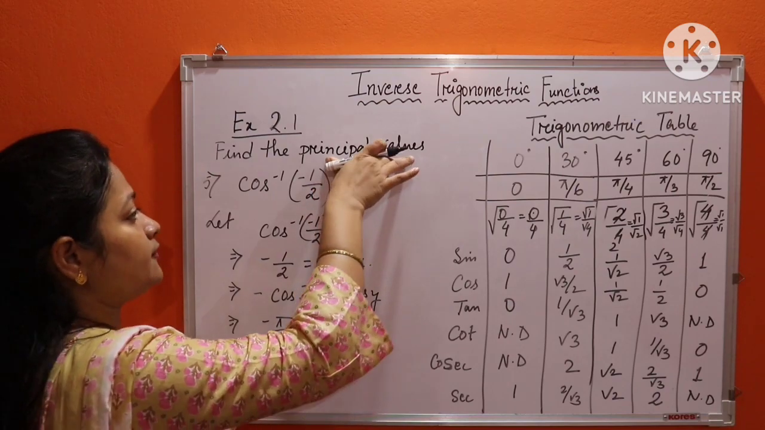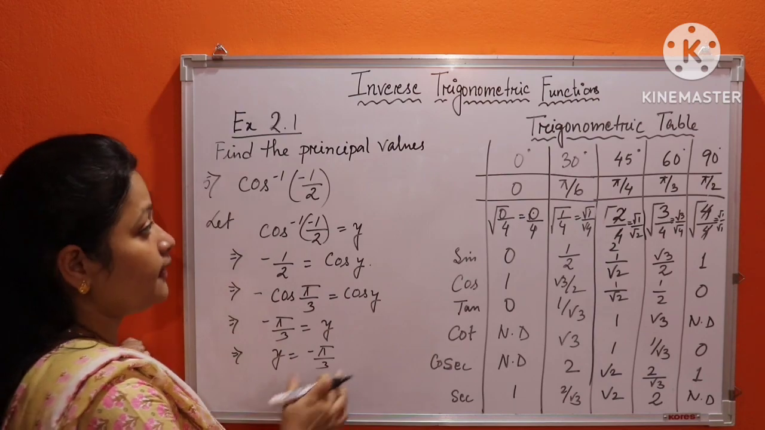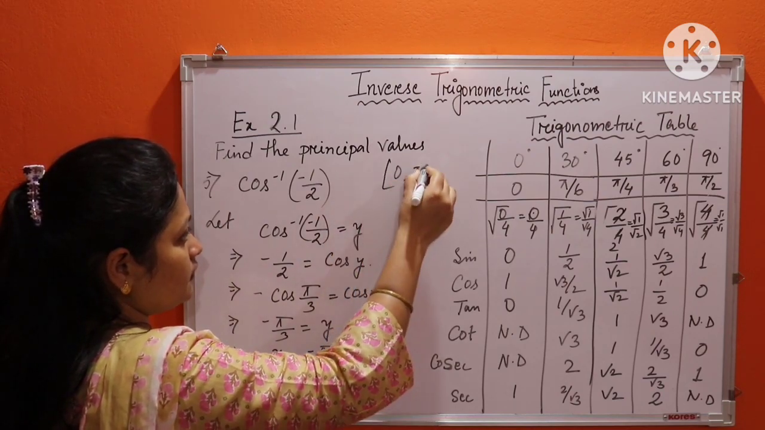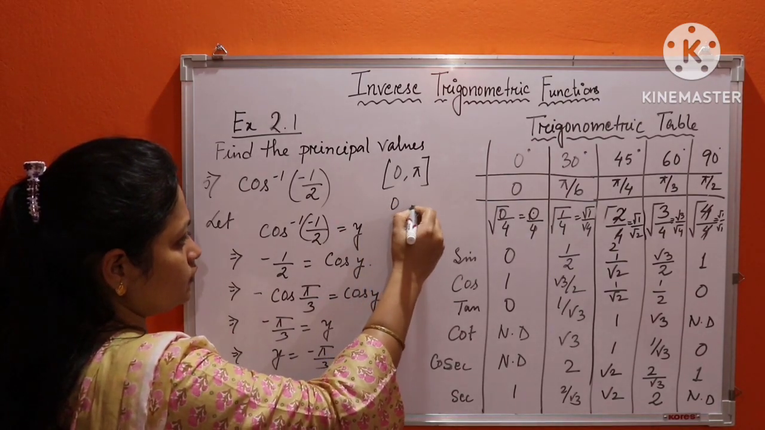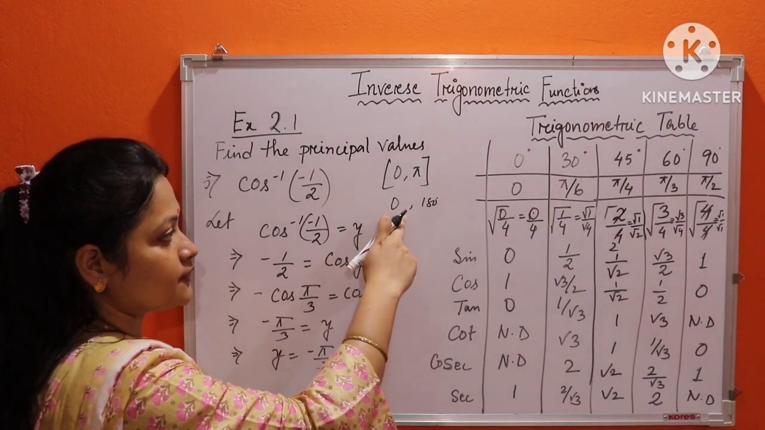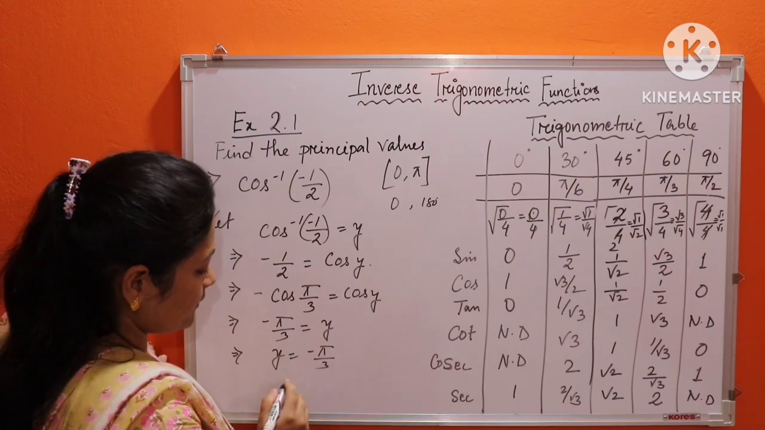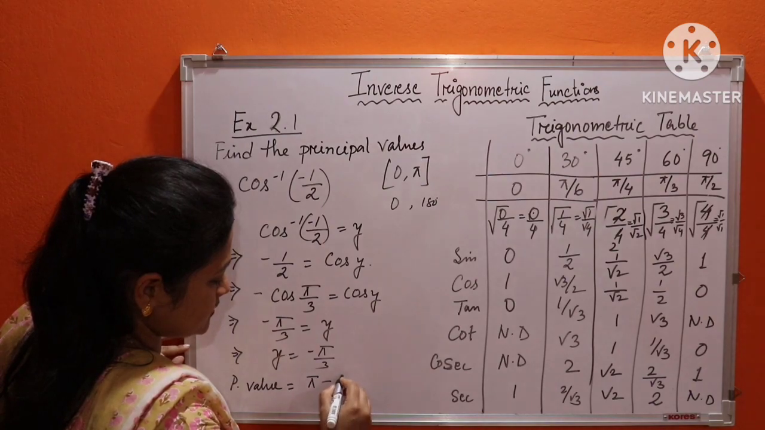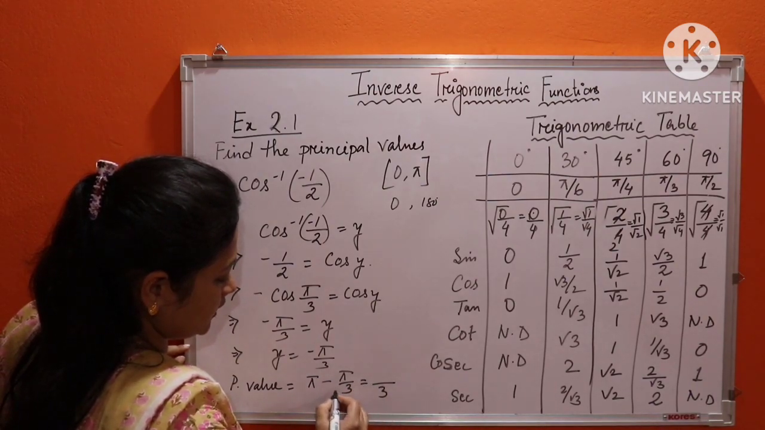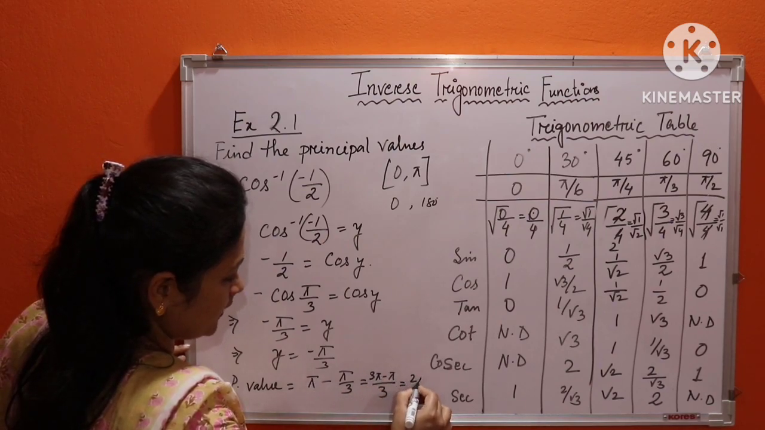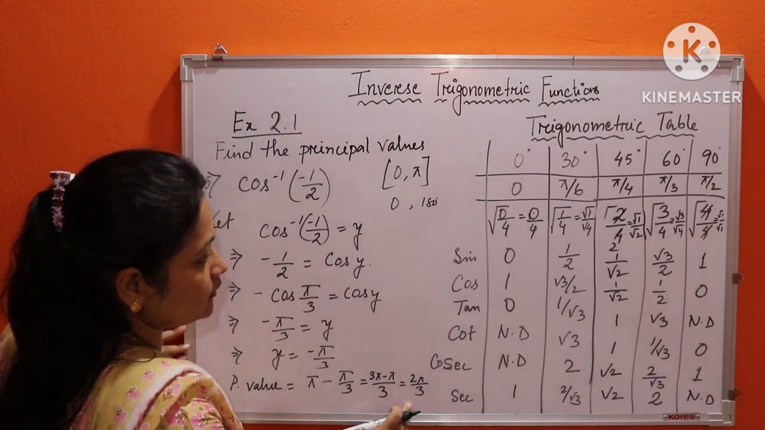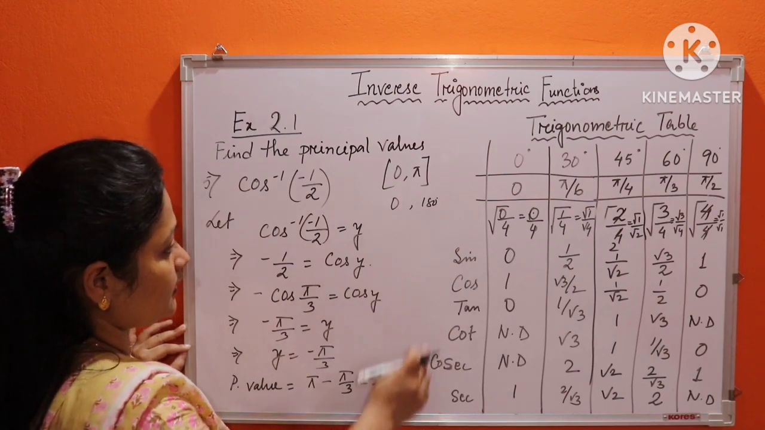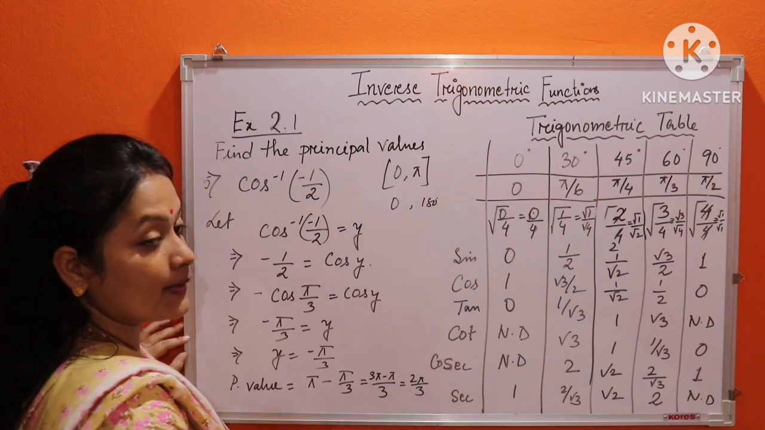Now let us see, to find out the principal value, the value for y should lie between a domain. So cos, the second family, 0 to pi, closed bracket, 0 to 180. But minus pi by 3 does not lie between 0 and 180. So this is not the principal value. So how to find out the principal value? Subtract pi minus pi by 3. If I take LCM here, 3 pi minus pi, that is equal to 2 pi by 3. So 2 pi by 3 will lie between 0 and pi. Therefore, the principal value will be 2 pi by 3.